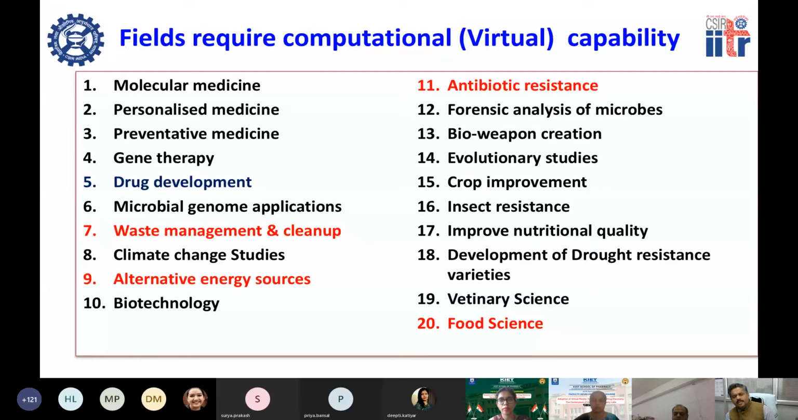And the rest are also very important, like crop improvement, insect resistance, drought-resistant variety development, understanding allergenicity, veterinary medicine, veterinary science, and food science. Those highlighted in red are what we are currently working on in our lab. Drug development is an integrated process for us, for example to predict chemical toxicity. That's how we are connected with the drug development process.